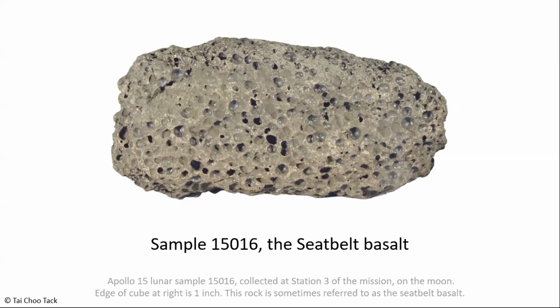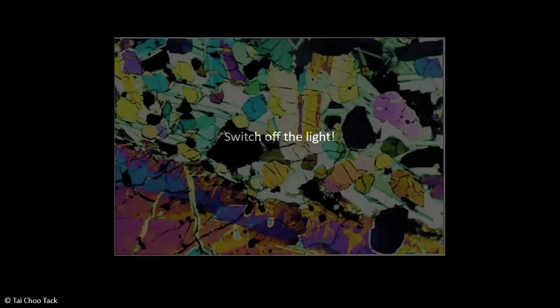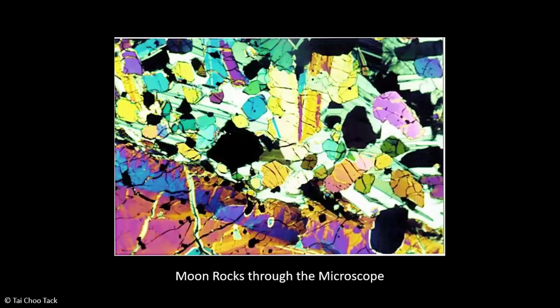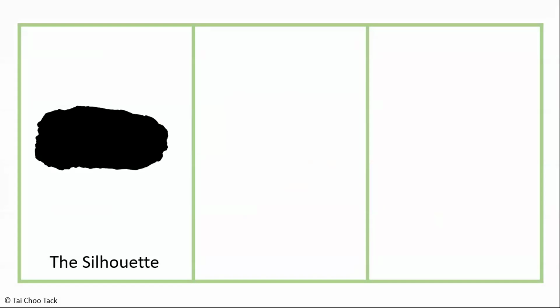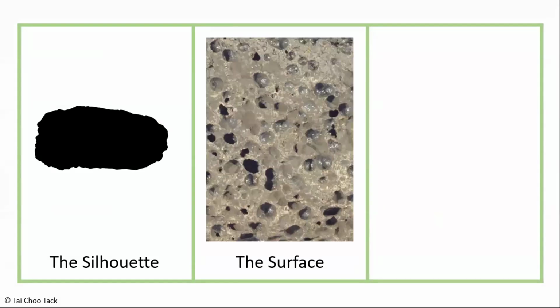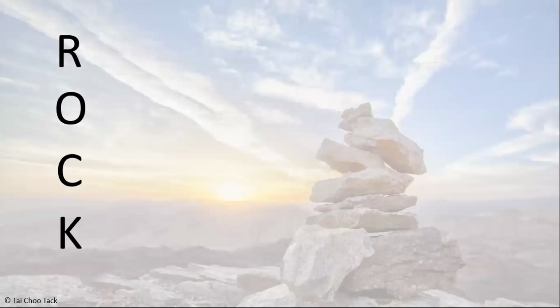When I want to know more about this rock, I need to take a sample, switch off the light and place it under a microscope to take this photo. That is the moon rock through a microscope. So the same object, 3 different levels of observation. That brings us to the summary here. We could check the silhouette, the outer layer: very fast and quick, but may not be accurate. Secondly, check the surface. And finally, go to the microscopic level. That leads us to the ROCK framework. R is something we can check on the surface.